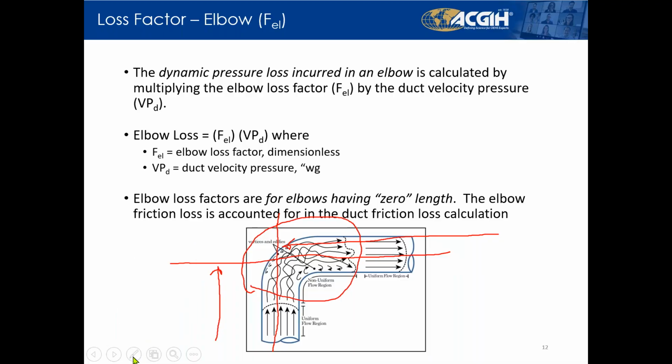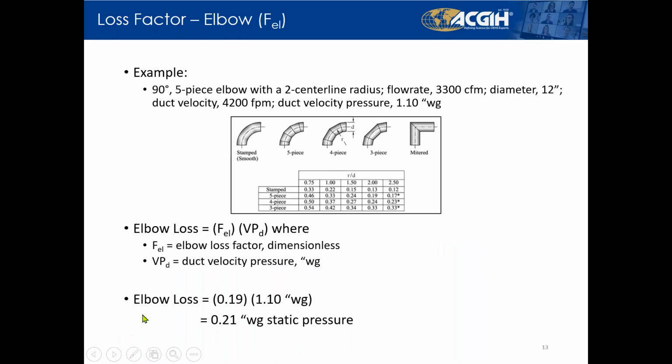Let me get out of here, go here, erase this. So let's look at an example. We have a 90-degree 5-piece elbow with a 2 centerline radius. We have a flow rate of 3,300 CFM, 12-inch duct diameter, 4,200 feet per minute duct velocity, and our duct velocity pressure of 1.1 inches of water gauge.